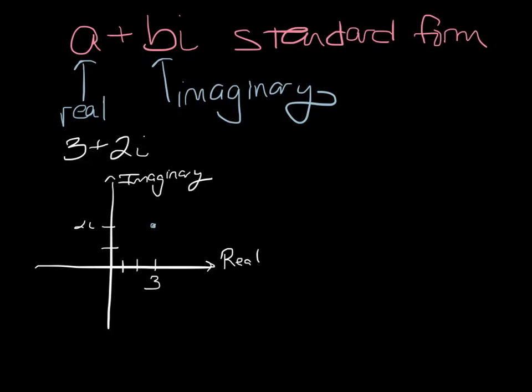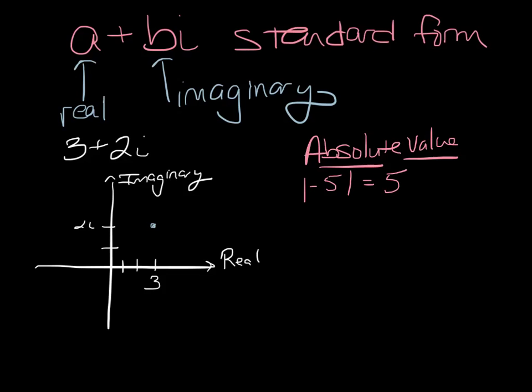Now this number has an absolute value. Now you learned the absolute value of real numbers, like for example the absolute value of -5 is 5 because that's the distance between 0 and -5. So we have absolute value for complex numbers where it's the distance between the coordinate and the origin. So what we want to find is the length of this segment right here.